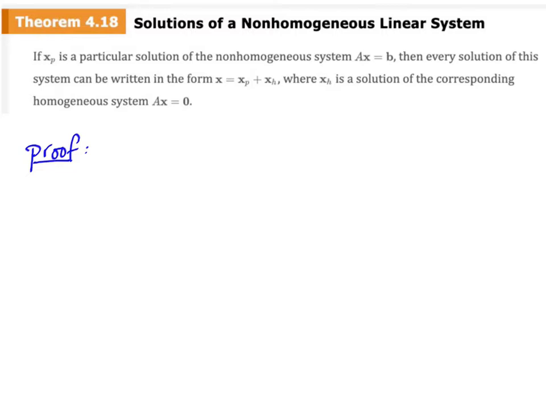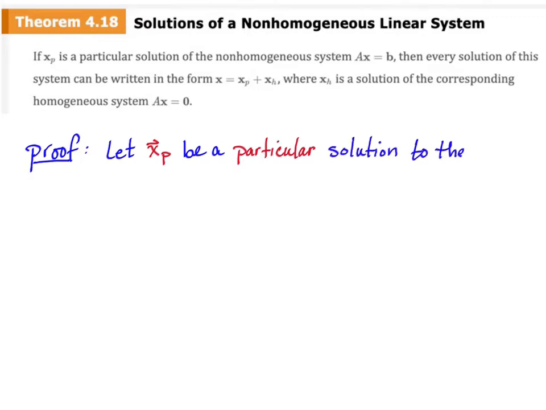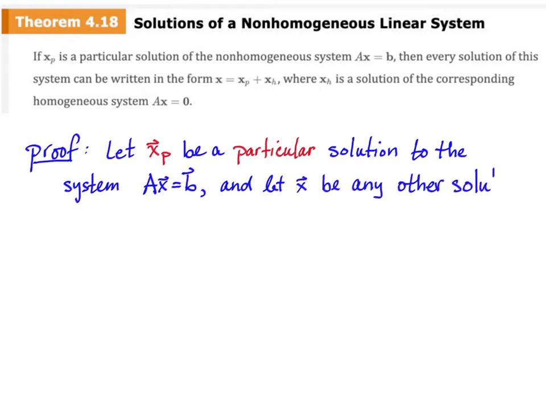Let's start with taking X sub P to be a particular solution. Let's just assume we have a particular solution to the non-homogeneous system, AX equals B. And now let's take X to be just any other solution to the same non-homogeneous system. We want to find a solution to the corresponding homogeneous system such that when we add it to the particular solution, it will be the vector X. Okay? Let's start with A times X minus X sub P.